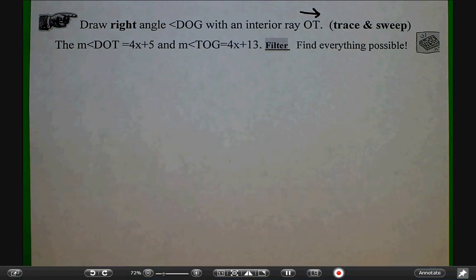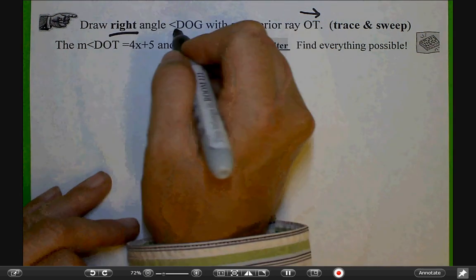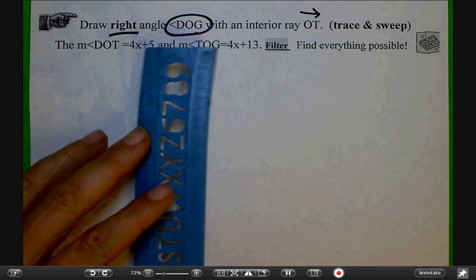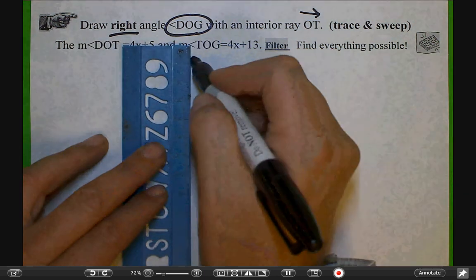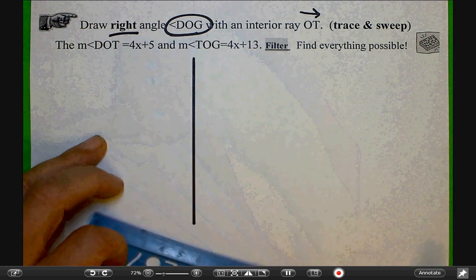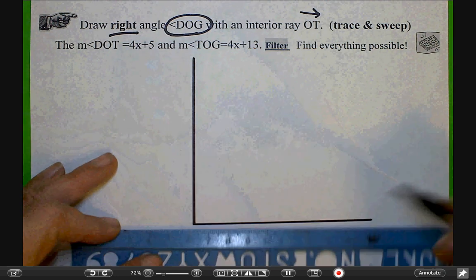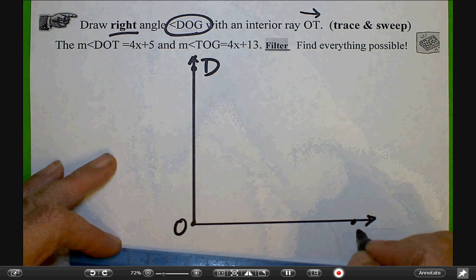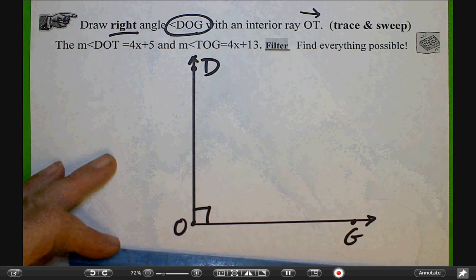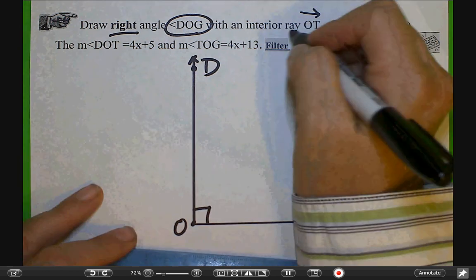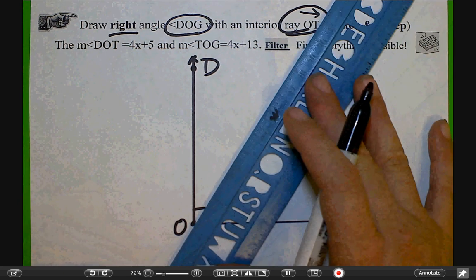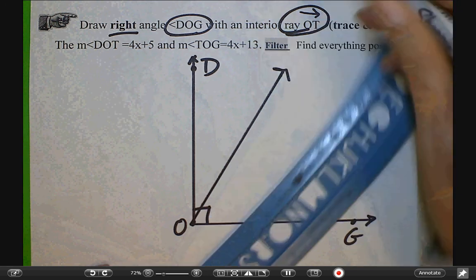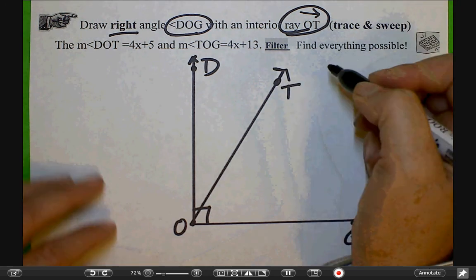Okay, students, let's see what we have here. It says to draw a right angle DOG. So hopefully you saw that word right. So we're going to start by drawing a right angle DOG. And it's right, so I put that little 90 there. And we have an interior ray of OT. It says it's interior, but it doesn't say it's in the middle, which would be the word bisect, so we do not draw it in the middle, so you don't confuse yourself. You should have had T here.